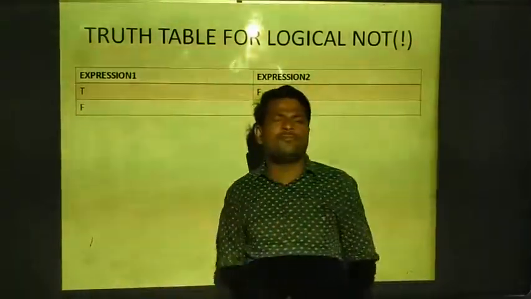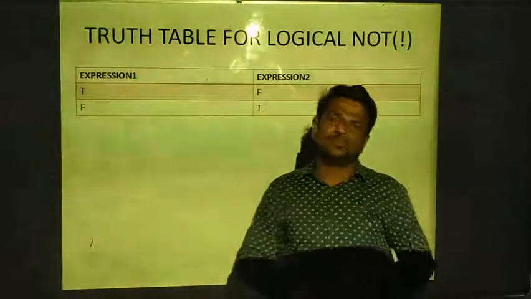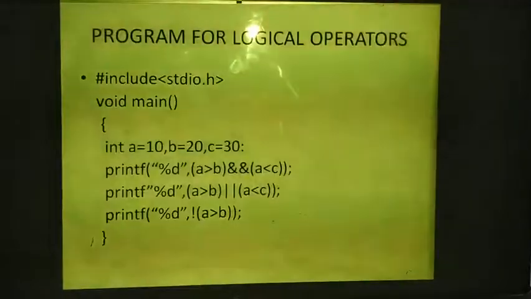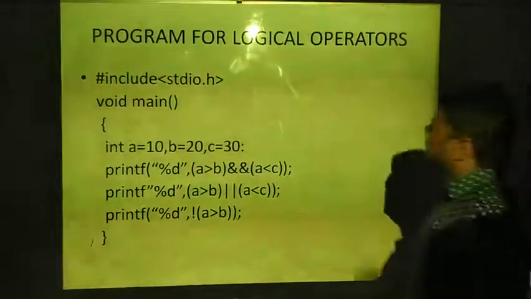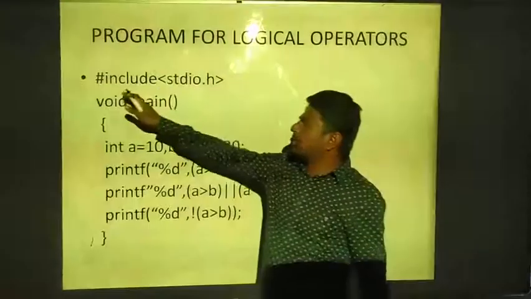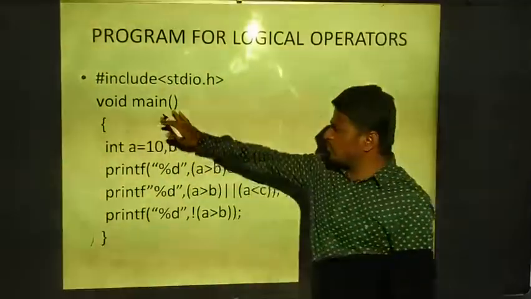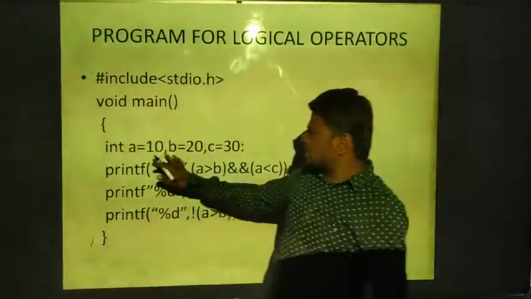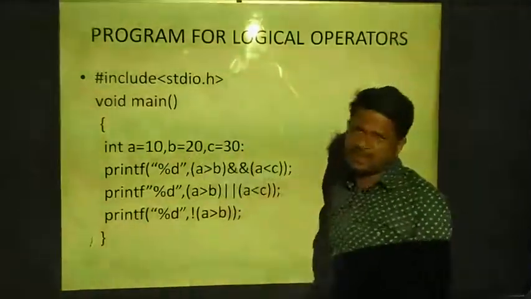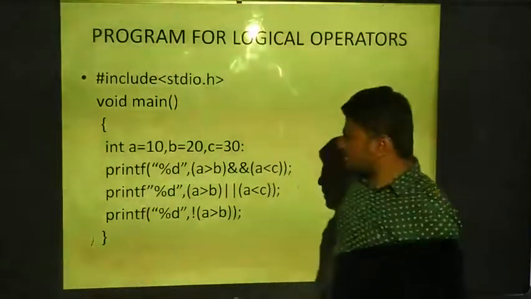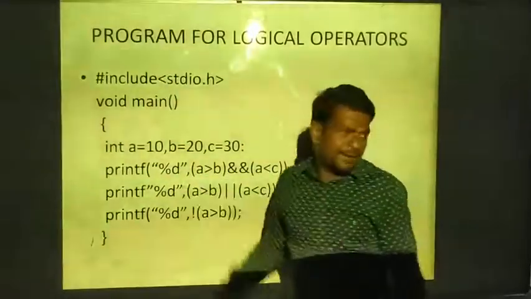Now let us see a sample program for these three operators. This is a program for logical operators. We have included stdio.h and we wrote the main function here. Here we are assigning a is equal to 10, b is equal to 20, c is equal to 30. In the printf function, I am giving percentage d.